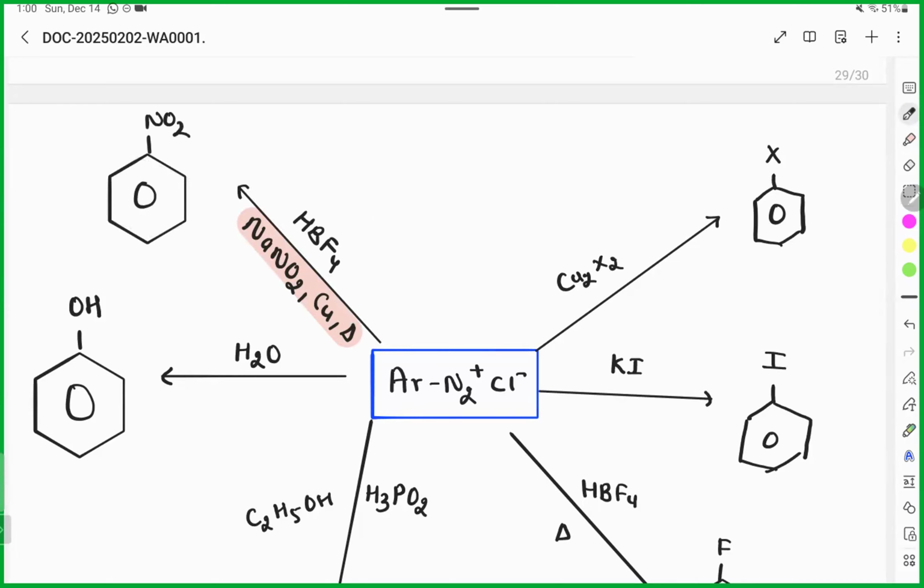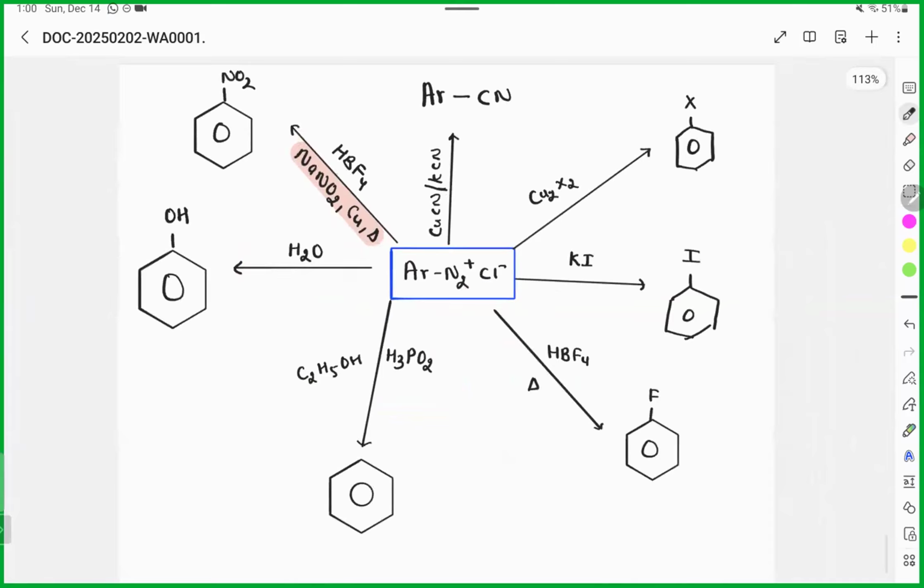Nitrobenzene. Anything we missed? Yes, you can add this part. Copper cyanide. If you take copper cyanide and KCN, then your product could be benzene ring and cyanide.